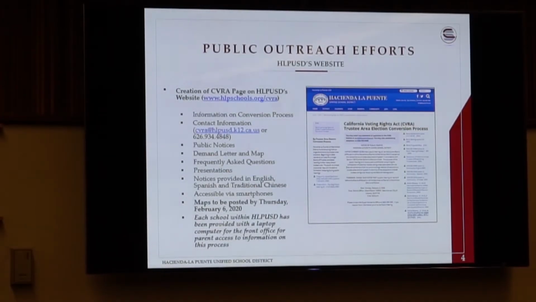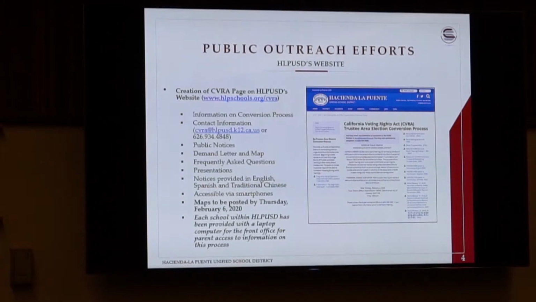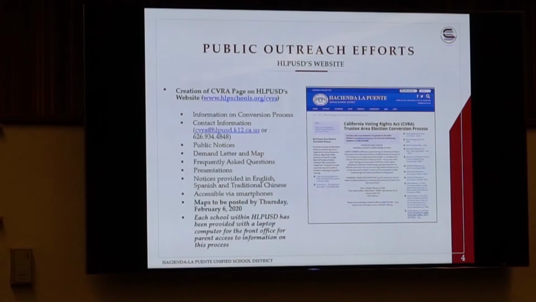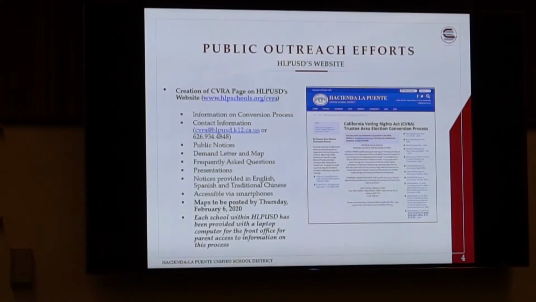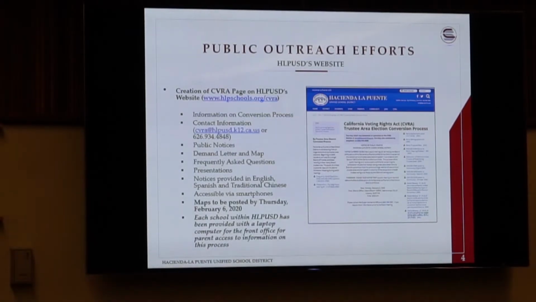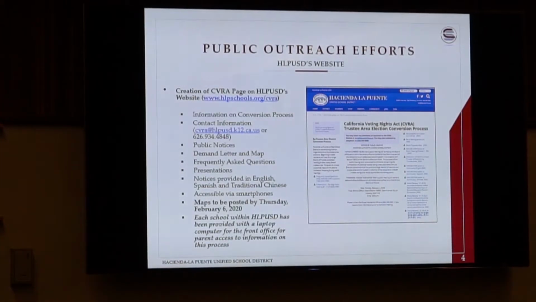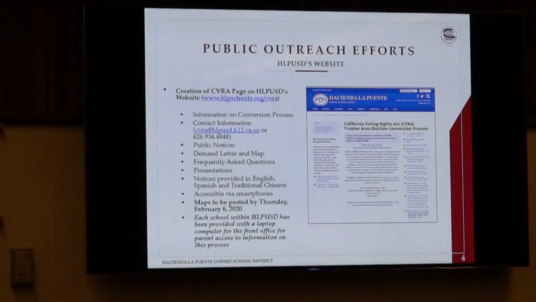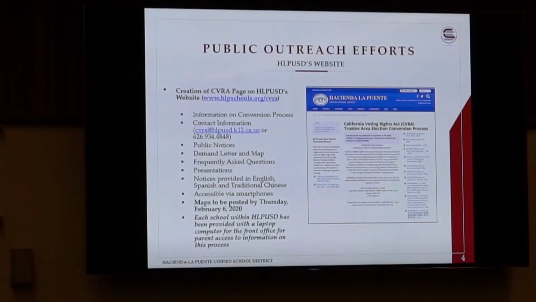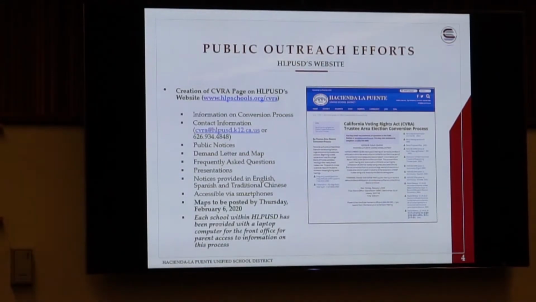We talked about the website, hlpschools.org/CVRA. It has information on the conversion process, the email address for where to send comments, and a phone number where you can leave a message about comments, questions, anything like that. All the public notices, the demand letter the district received, as well as the map that was included in it, frequently asked questions, all these riveting presentations, and notices are provided in English, Spanish, and traditional Chinese. All of this, of course, is accessible via smartphones. Maps will be posted to this website by Thursday, February 6th.